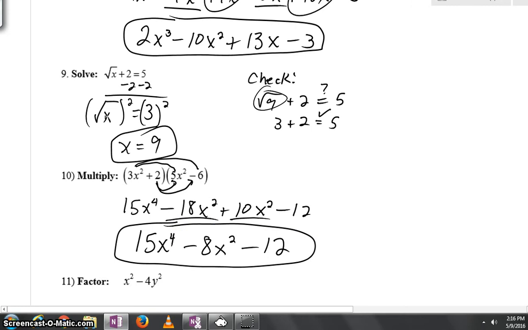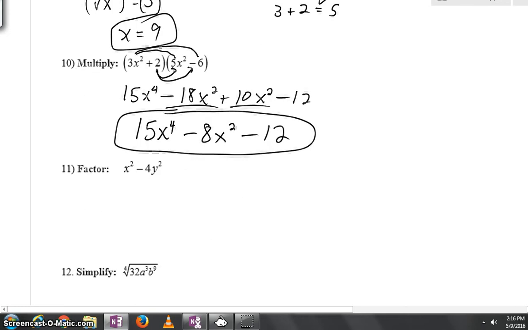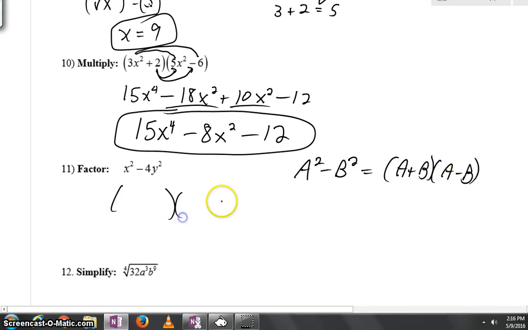As we move on to number 11, again, a difference of squares problem. You've got a squared minus b squared. We've seen this all year. That factors into a plus b times a minus b. Well, how would this work?